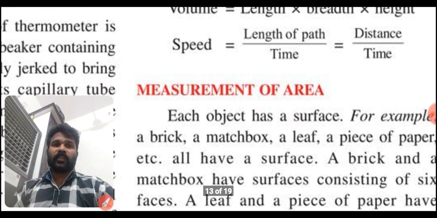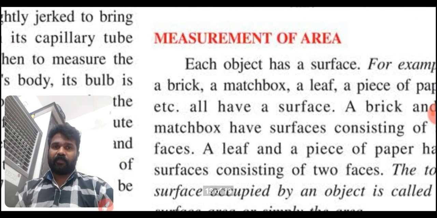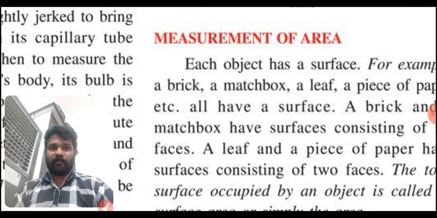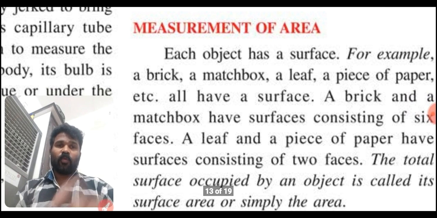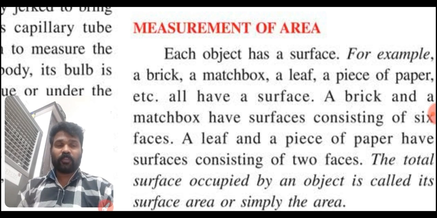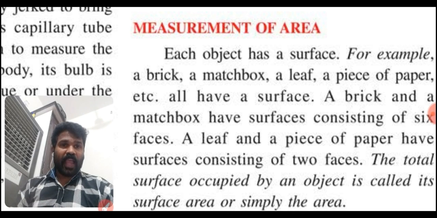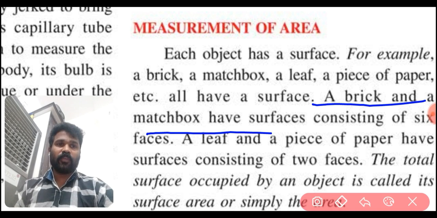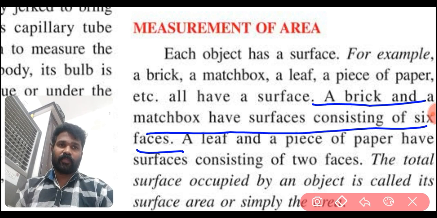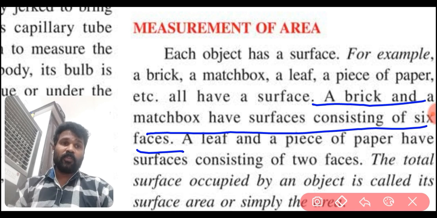Okay, now we are going to discuss measurement of area. How to measure the area of a body. Each object has a surface. For example, a brick, a matchbox, a leaf, a piece of paper, etc. all have a surface. A brick and a matchbox have surfaces consisting of 6 faces.